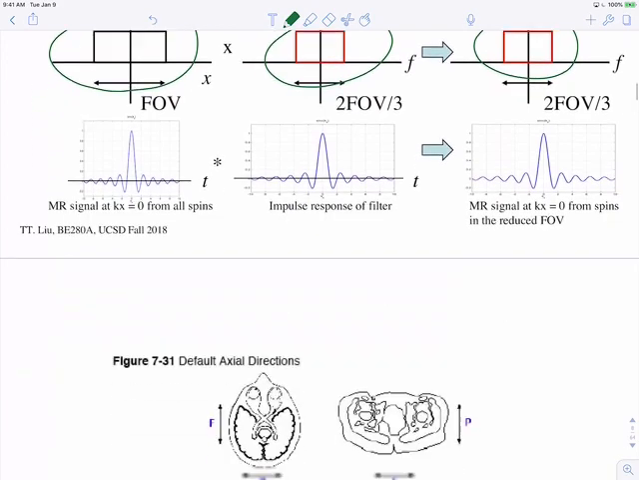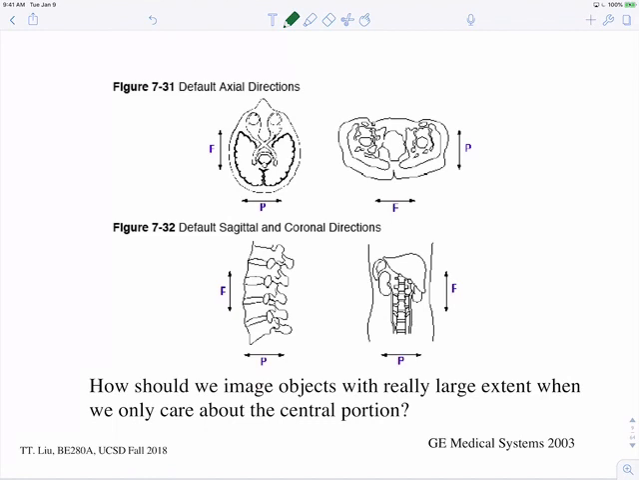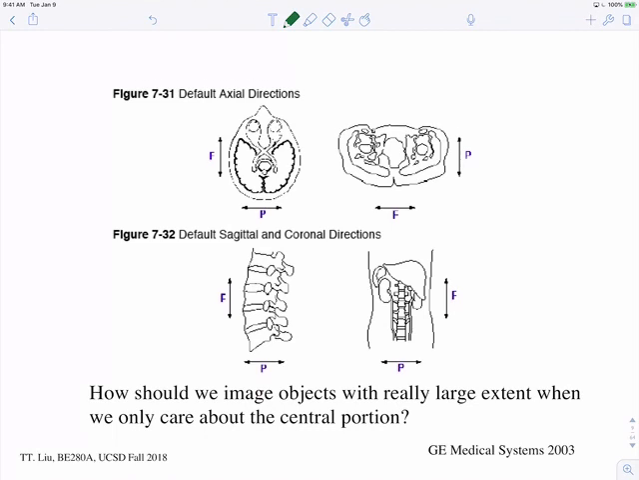So what this means is, in practice, and this is from the GE Medical Systems Handbook, you typically want to always put, in this case, F stands for frequency, and that's just another name for the readout direction.